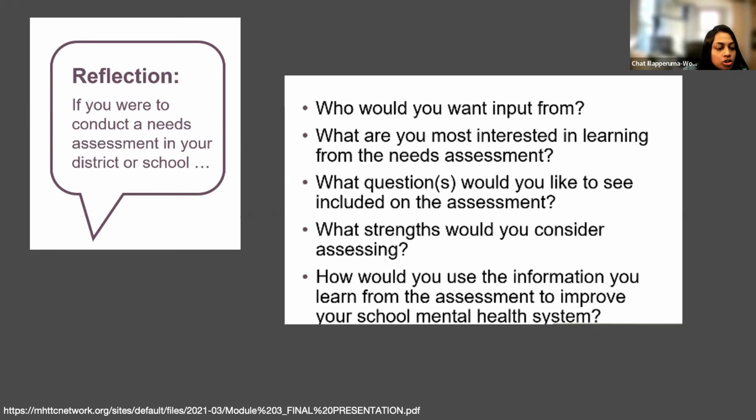How would you use the information you learn from the assessment to improve your school mental health system? Next month we'll talk about screening. Before you screen, you need to have strategies in place to triage and to provide those necessary immediate supports. Similarly, when you plan for your needs assessment, think 10 steps ahead and think about the question: once you have this information, how do you want to improve? What are you envisioning? What are some immediate supports that you feel like you will have to have?